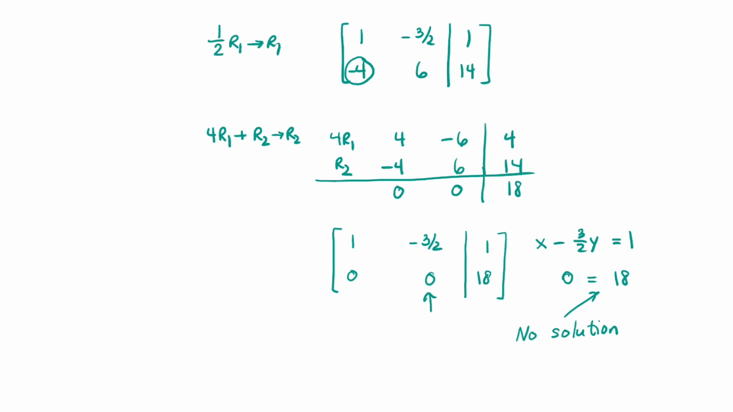And just so you know, in general, if you ever end up with this, where you have all zeros on the left and a non-zero number on the right, that's an automatic indicator of no solution.